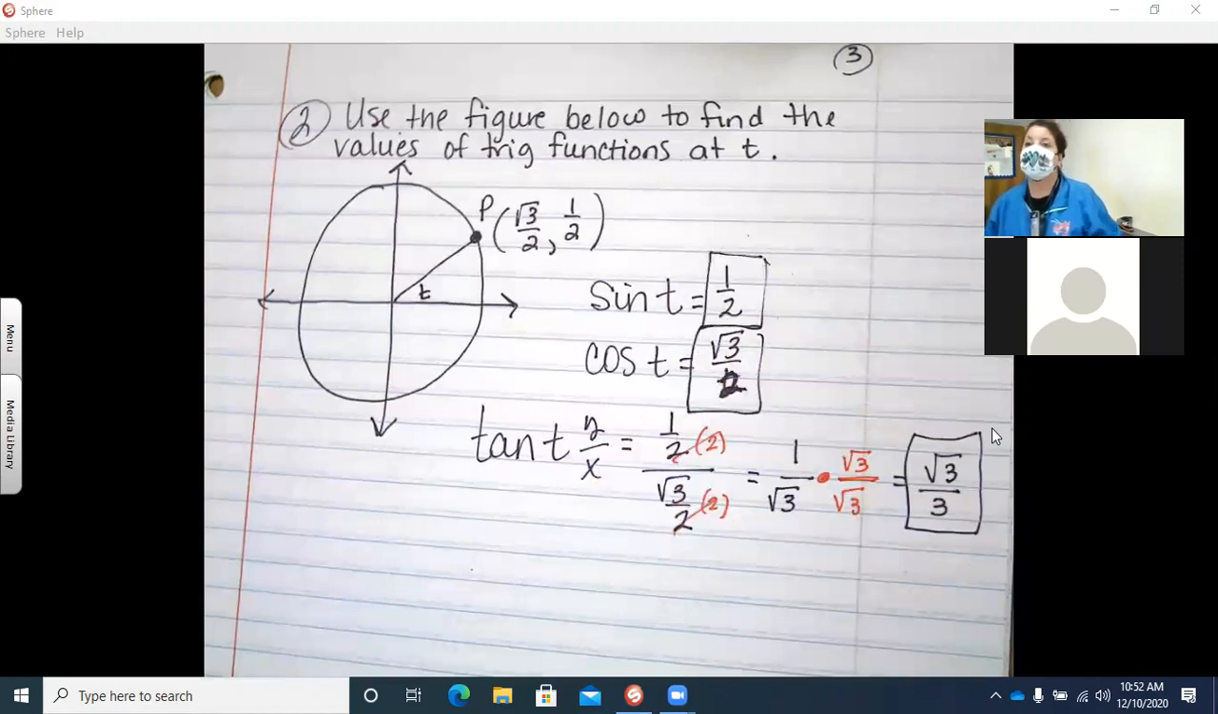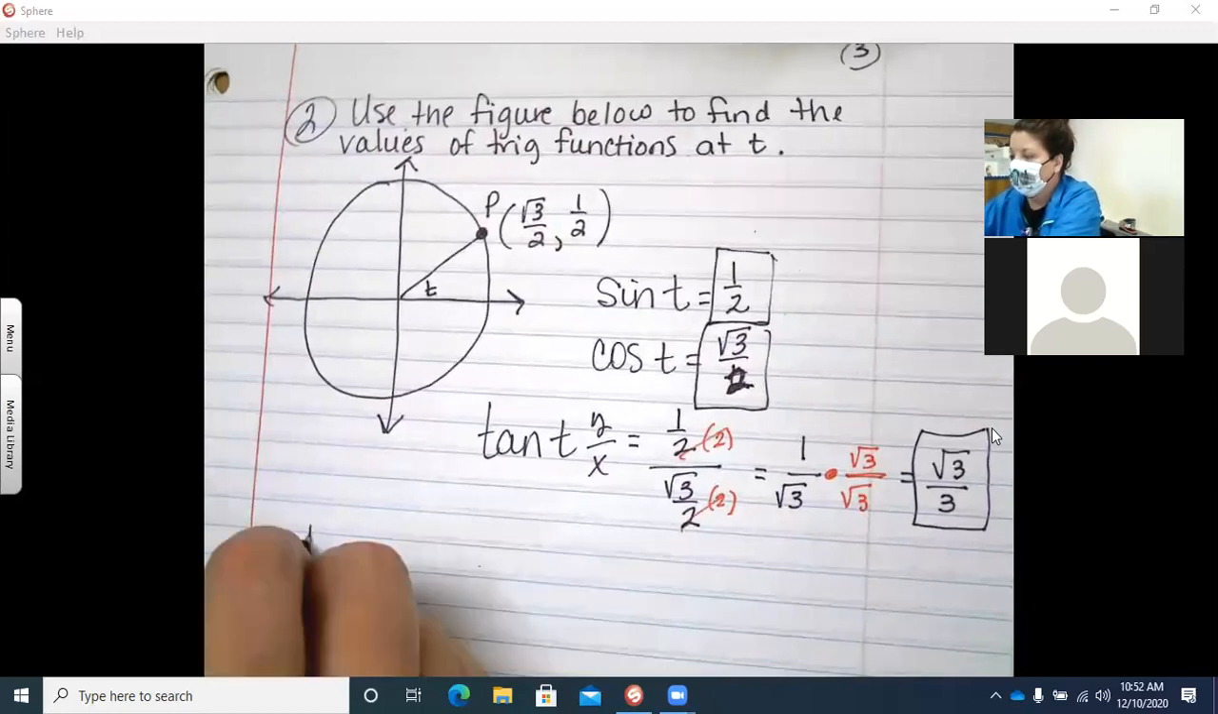Yes, because the square root of 3 times the square root of 3 is the square root of 9, and the square root of 9 equals 3. Okay, but we don't just want to multiply the denominator by the square root of 3, because that's going to change the meaning. That's why you multiply the top and bottom by the same thing. Everybody cool with that? All right, let's find the cosecant next.